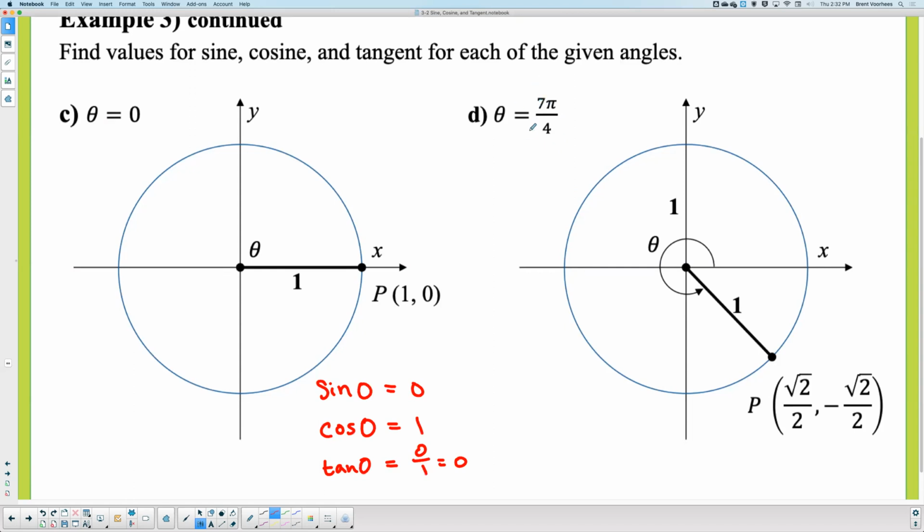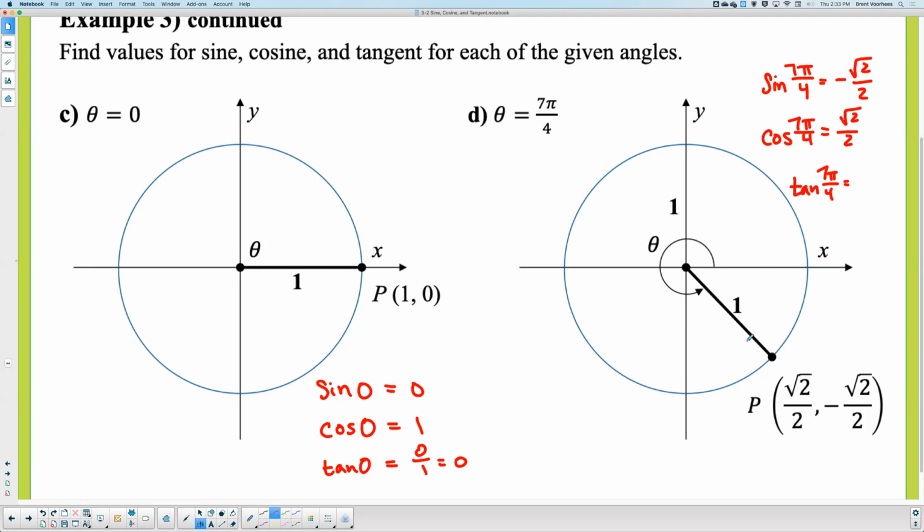Okay, here we go. 7 pi over 4. I'm going to write them up here. Sine of 7 pi over 4. Is this a unit circle? Yes. So I just have to take the y value. What's the y value? Negative square root of 2 over 2. That's sine of 7 pi over 4. What's the cosine of 7 pi over 4? Square root of 2 over 2. And finally, what would be the tangent of 7 pi over 4?